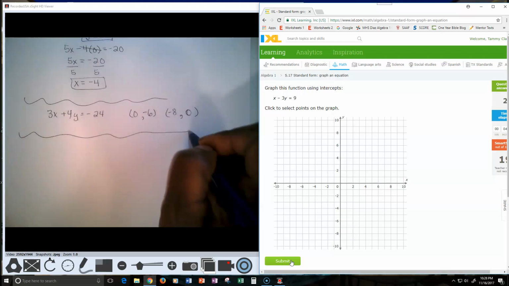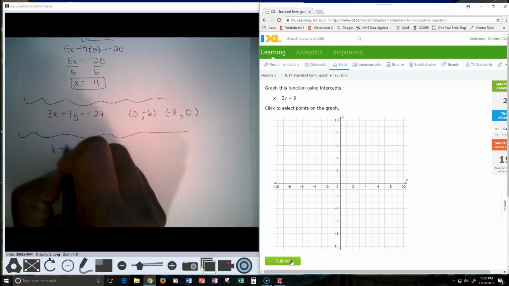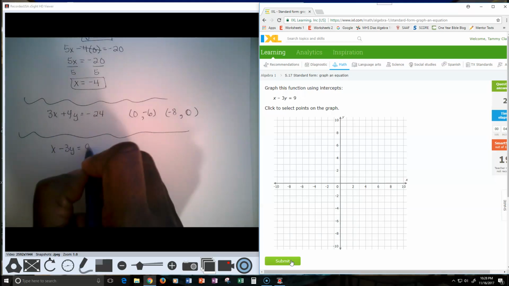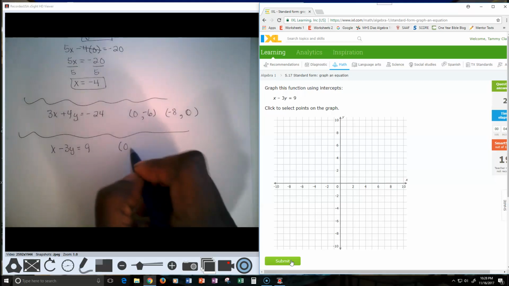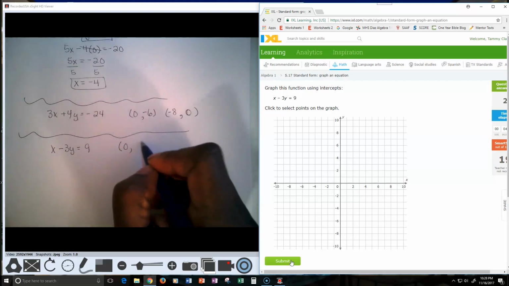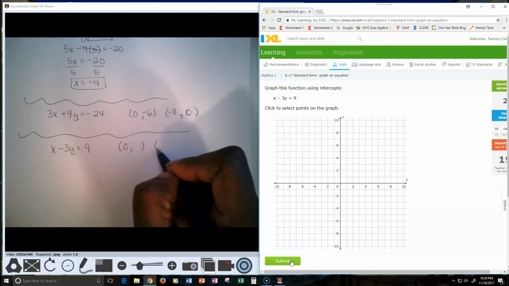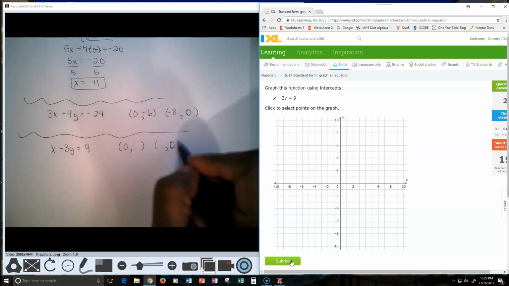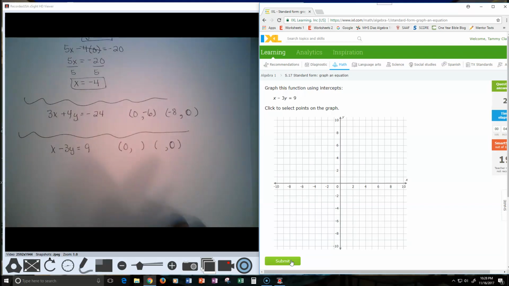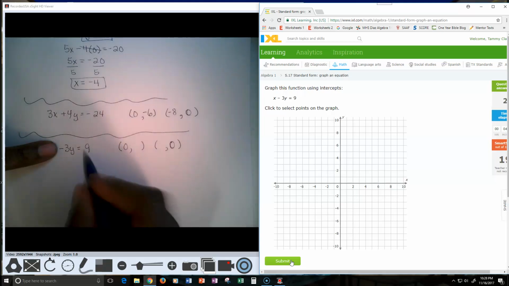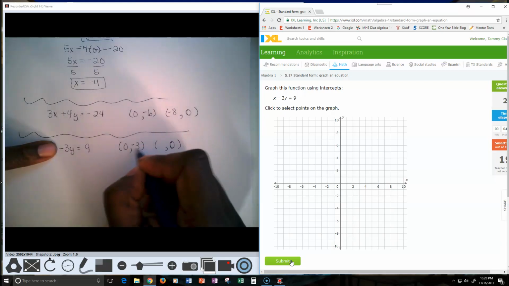Then we've got this one. So x minus 3y is equal to 9. Again, I know for my y-intercept, x is 0. For my x-intercept, y is 0. Cover up. I want to know what y is. So I cover up my x. Negative 3y equals 9. Divide both sides by negative 3. 9 divided by negative 3 is negative 3.